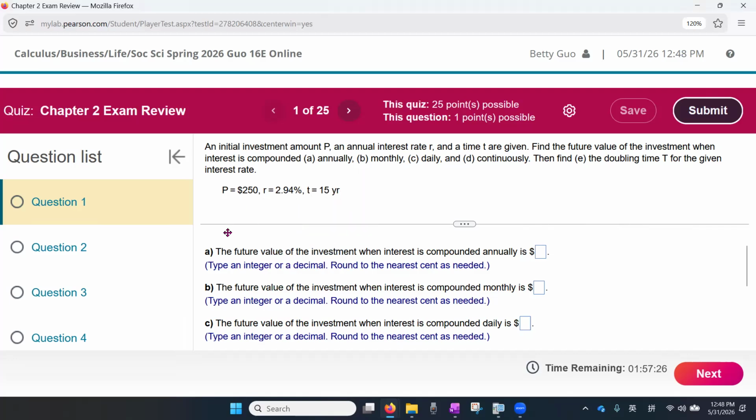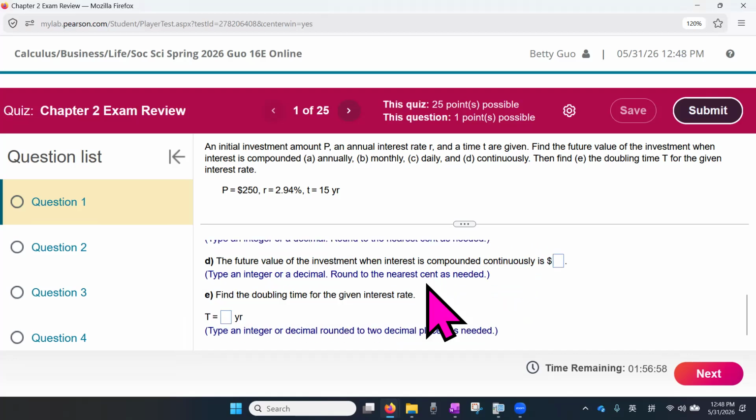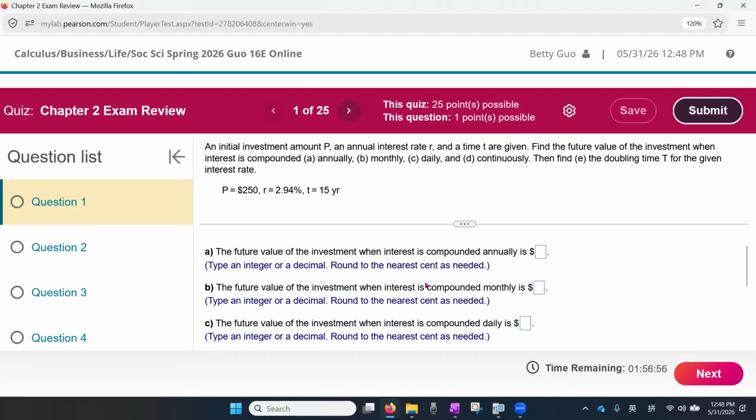So the original investment, which is called the principal, in this case is $250. The annual interest rate is 2.94%. And we need to know how to convert this percentage to its equivalent decimal. Divide 2.94 by 100. So R equals 0.0294. T is 15 years. So we have the following 5 parts to complete.